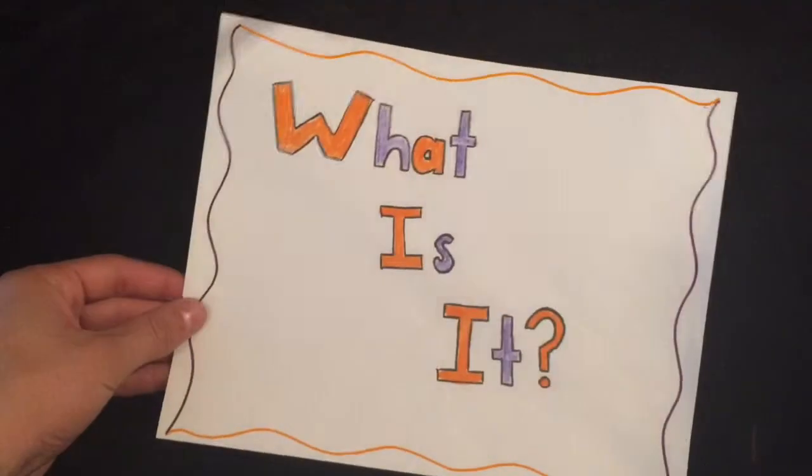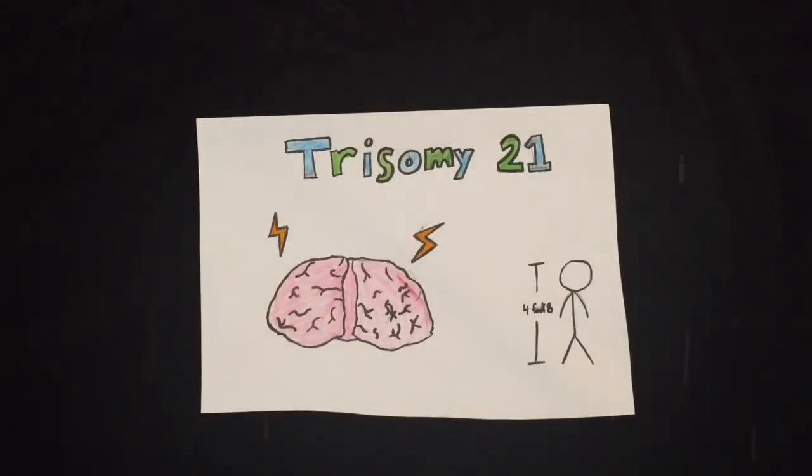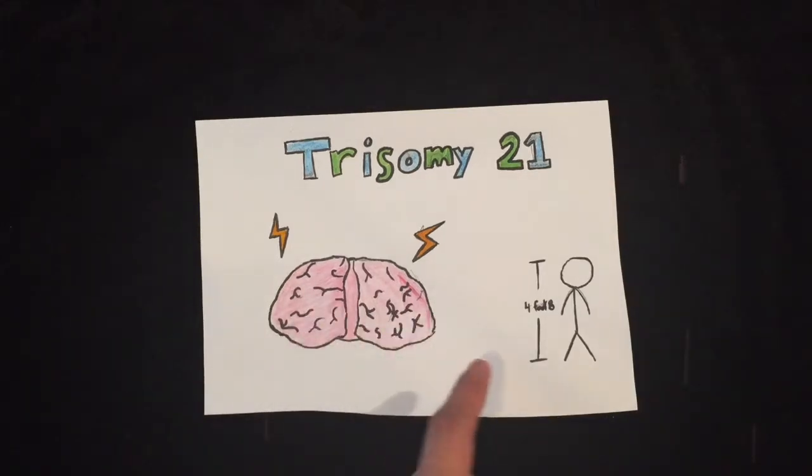But first of all, what is it? Down syndrome, also known as trisomy 21, is a chromosomal defect which causes intellectual impairment and physical defects such as a short stature.